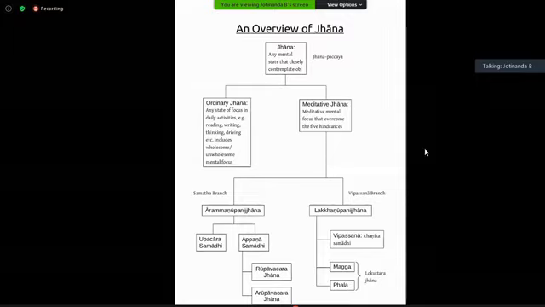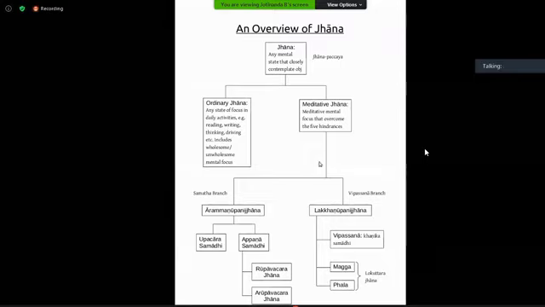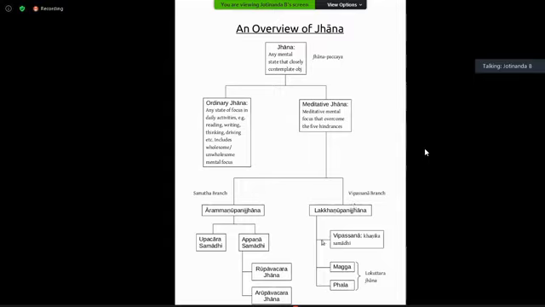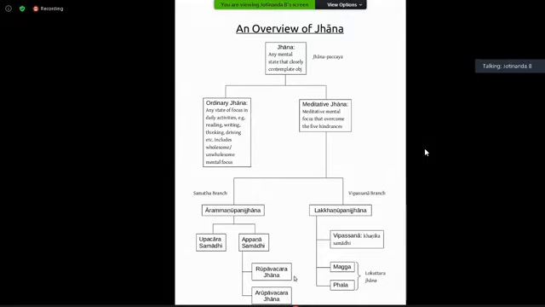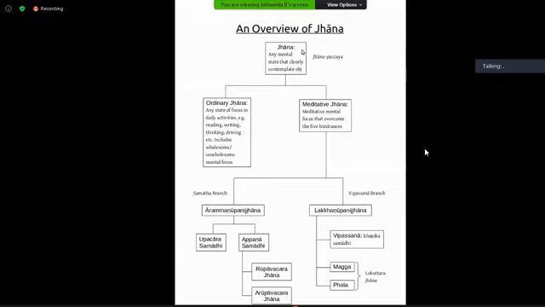Here I give you an overview of jhana, the meaning of jhana in the widest sense. Normally, when we think of jhana, we only think of these two, rupavacara and arupavacara jhana. But actually jhana is so wide. It's holding all our jhanas.